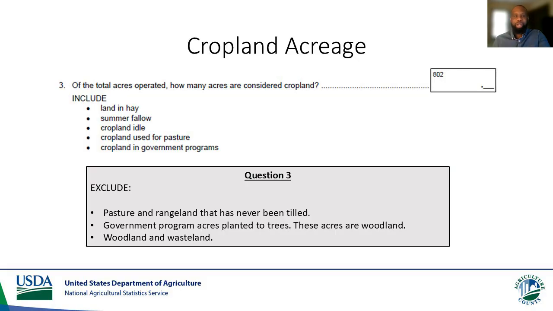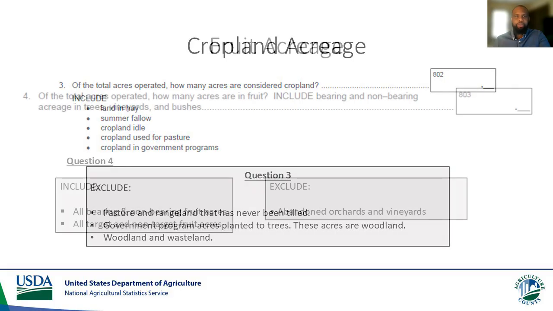Sometimes there is confusion on what is not included as cropland. So at the bottom of this slide, we included some examples of what is not cropland and should be excluded. So we want to exclude things like pasture and rangeland that has never been tilled, government program acres planted to trees. These are considered woodland. And so woodland and wasteland acres are not included in cropland acreage.